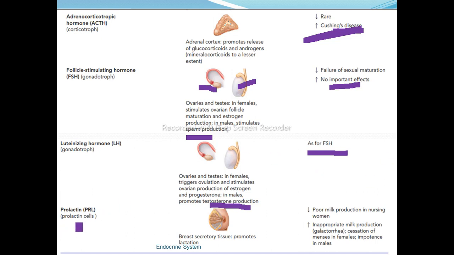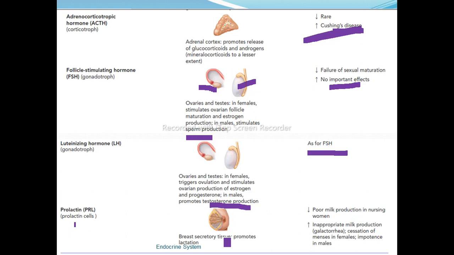The other is prolactin. Prolactin hormone acts on the breast secretory tissue. It promotes lactation, meaning it increases the production of milk. If the amount of prolactin decreases, there is poor milk production in nursing or lactating women.